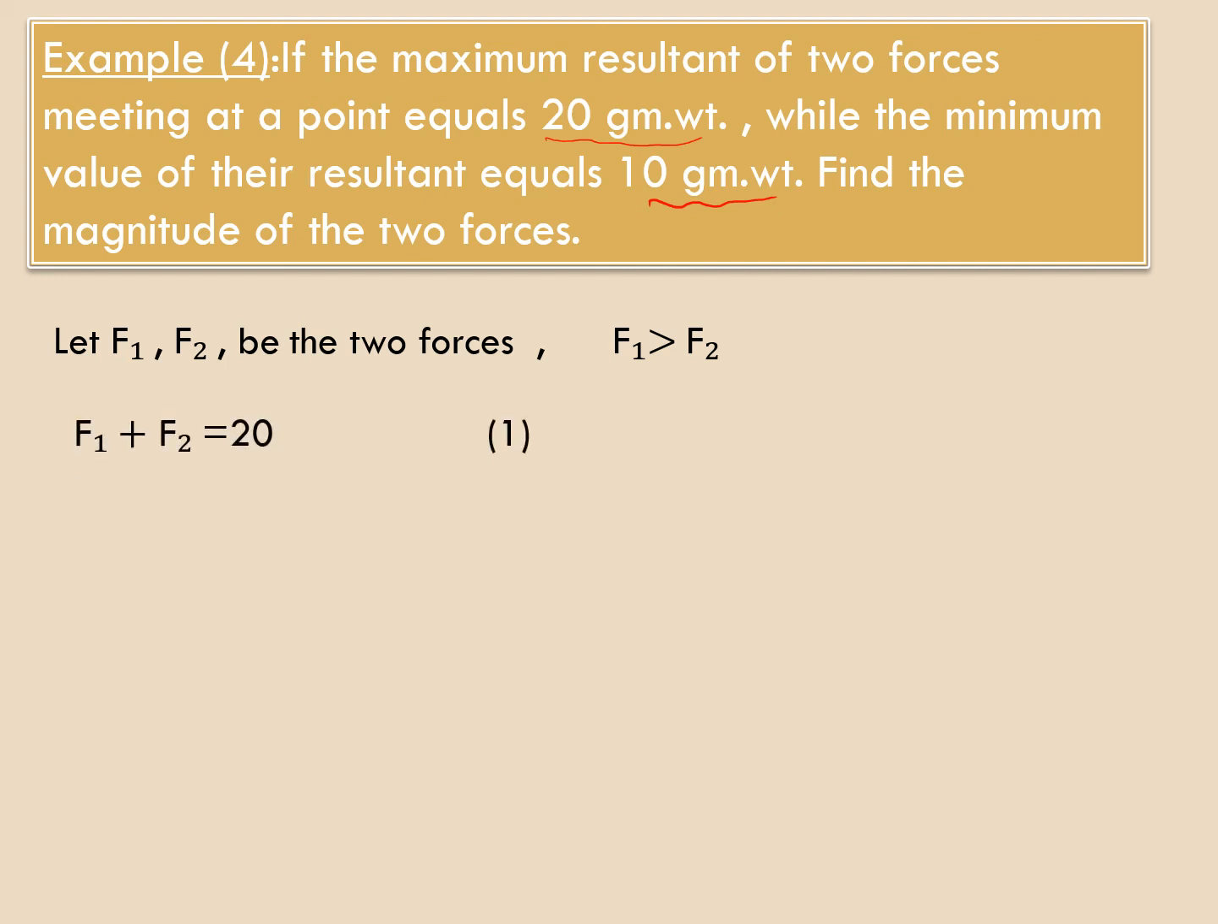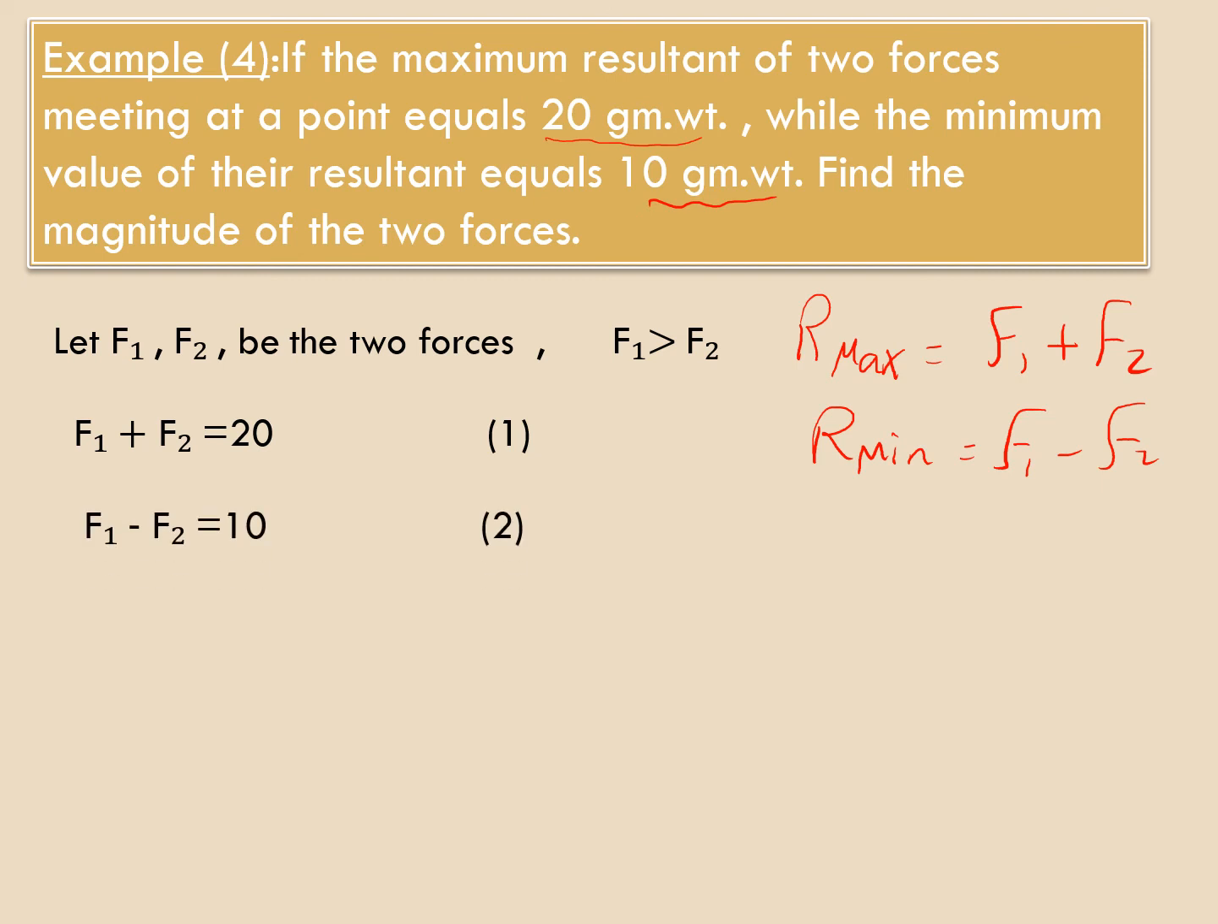So R maximum, F1 plus F2, equals 20. This is the first equation, the maximum value. R minimum equals F1 minus F2, because F1 is more than F2. So F1 minus F2 equals 10.